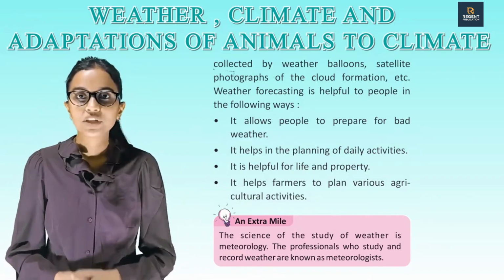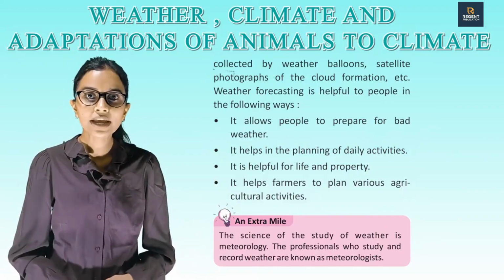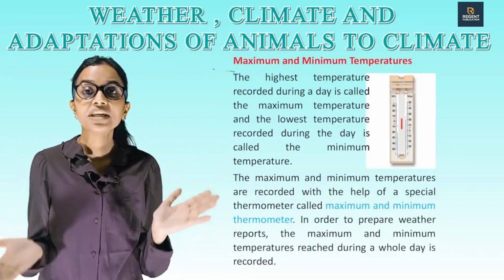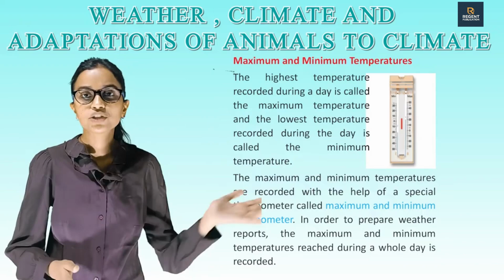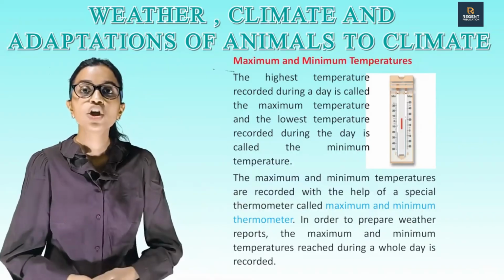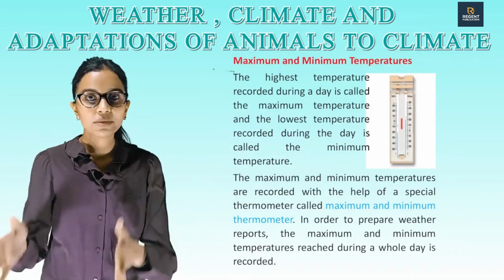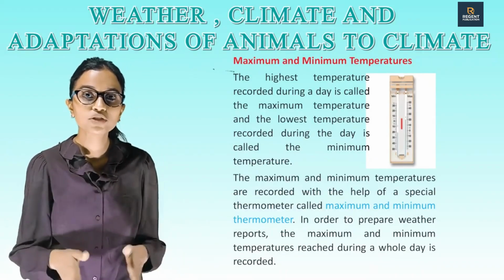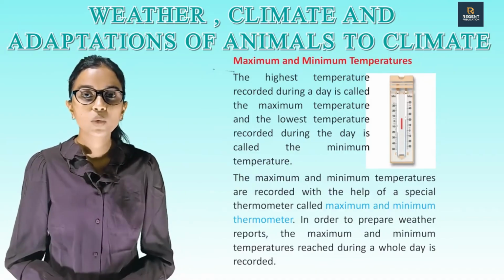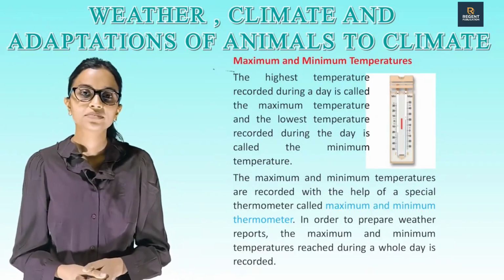An extra mile. The science of the study of weather is meteorology. The professionals who study and record weather are known as meteorologists. Maximum and minimum temperatures. The highest temperature recorded during a day is called the maximum temperature, and the lowest temperature recorded during the day is called the minimum temperature. The maximum and minimum temperatures are recorded with the help of a special thermometer called the maximum and minimum thermometer. In order to prepare a weather report, the maximum and minimum temperatures reached during a whole day are recorded.